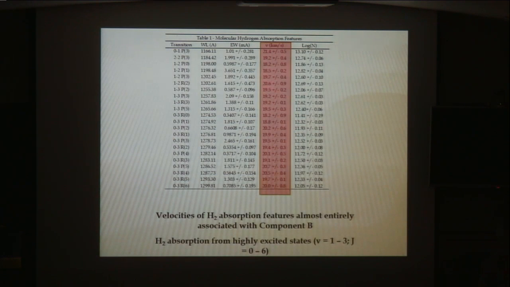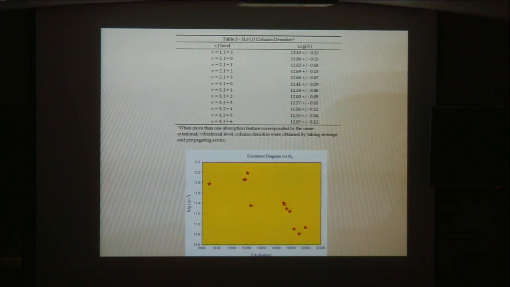And we can then turn this into an H2 excitation diagram. What you're looking at here are column densities for highly excited states of H2, so we're not talking about the ground state. This is not going to be used as a temperature indicator by any means. These are ultraviolet-pumped molecular hydrogen. In this excitation diagram, we take the column density divided by the statistical weight versus the temperature. Any model that tries to accurately reproduce the physical conditions of component B has to be able to reproduce this excitation diagram.